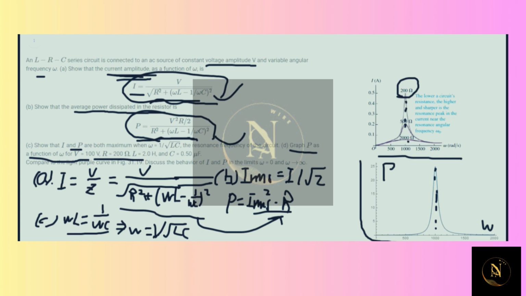And discuss the behavior. We already discussed the behavior of I and P in the limit omega equal to 0 and omega to infinity. So for both figures, when omega is 0 or omega goes to infinity, they are both equal to 0. So these two figures have the same behavior.